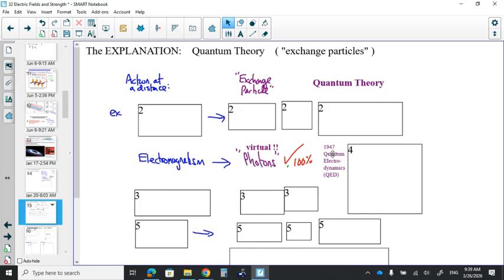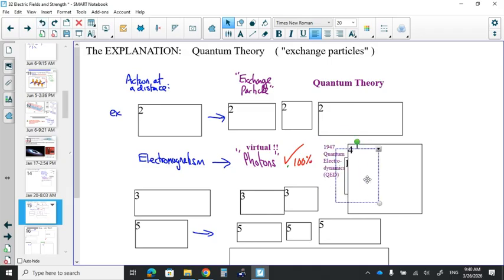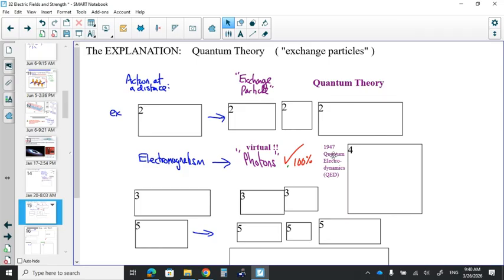I went one too far there, I think. Never mind. Sorry, this is quantum electrodynamics, right? That's the quantum theory of exchange particles going back and forth between charged particles, and that's what transmits the electromagnetic force. Okay, so that was in 1947.